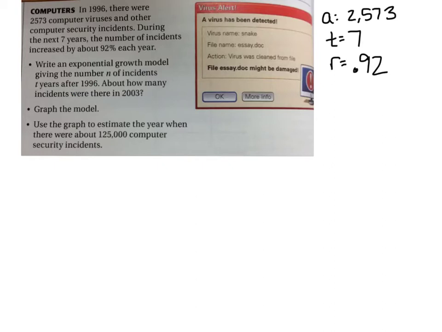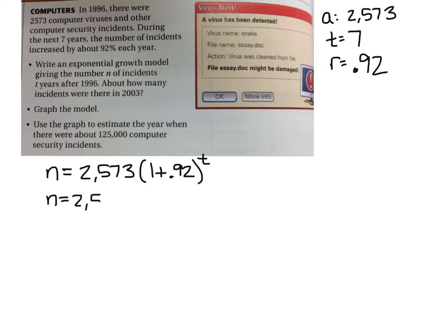Okay, so now even though I just said it's y equals, for this problem, we're going to say the number of incidents that I'm solving for is now n. So for my first, I'm going to say n equals the initial, 2,573, times 1 plus the rate, 0.92, and for any number of years, so I'm just going to leave this as a t. Now I can clean that up a little bit just by adding the 1 and the 0.92.